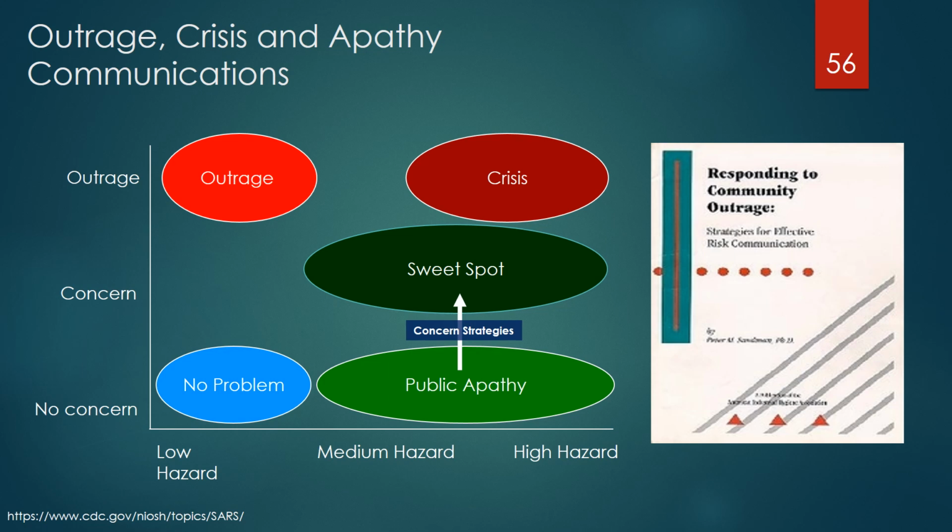The green oval is the area of public apathy, where the public hazard is high, but there is relatively low public concern. Chronic diseases and injury prevention finds itself generally in this area of apathy with minimal concern, though the hazard is medium to high. In this situation, strategies are needed to move the concern factor to the sweet spot where people are concerned but not irrational, stimulated to change high-risk behaviors associated with chronic diseases and injury.